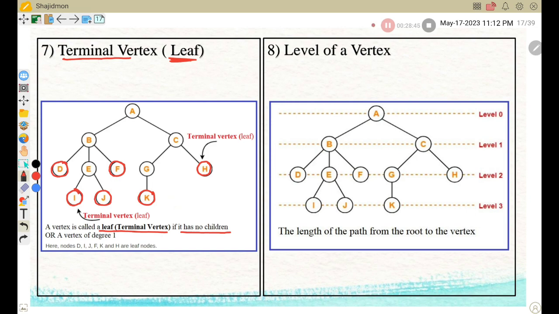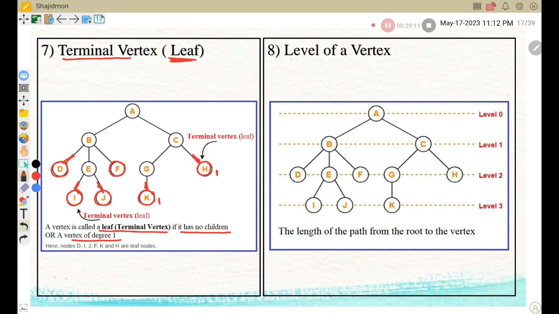So terminal vertex means what will be the degree? Degree of that vertex is only 1, because only one edge is incident with that vertex. See here also only 1. Degree is 1. Correct. So any vertex with degree 1, we are calling the terminal vertex or leaf vertex, or we can say any vertex that is not having a child. That is called the terminal vertex.